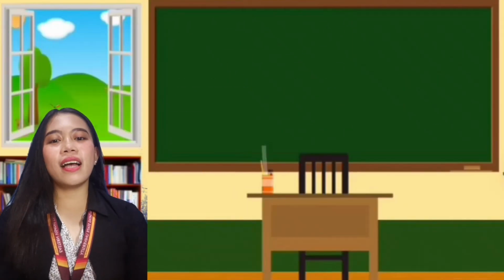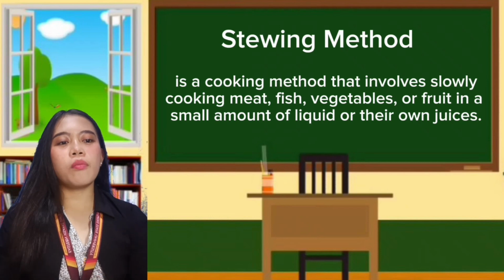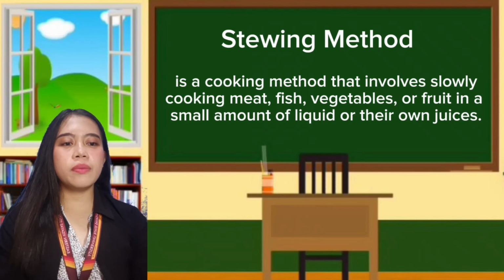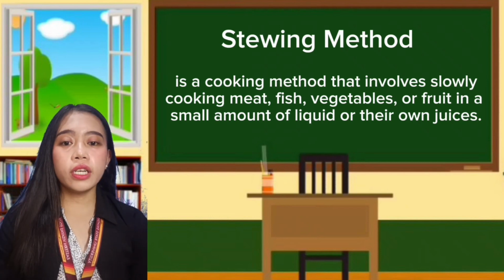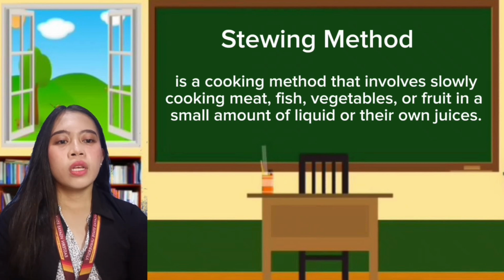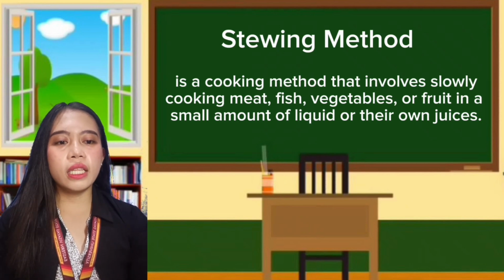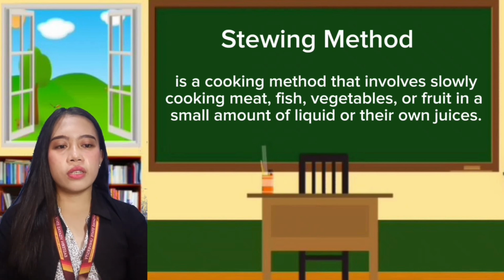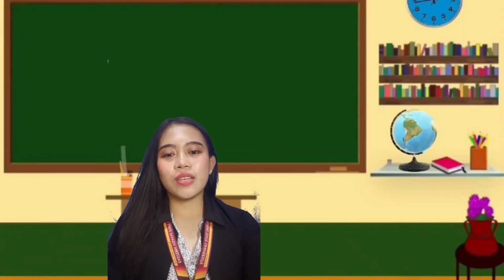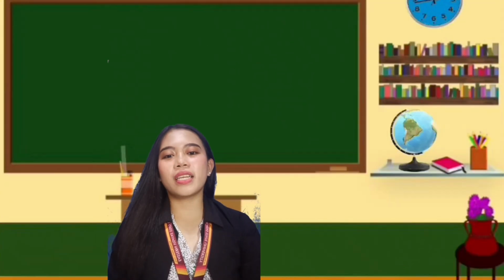And the last one is the stewing. Stewing is a moist heat cooking method where food is simmered slowly in a liquid such as water, broth, or wine. The food is typically cut into small pieces and cooked along with other ingredients like vegetables and seasonings. Okay, so students, have you learned something from my discussion?